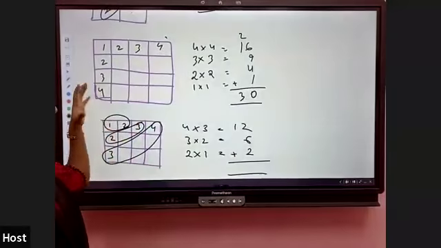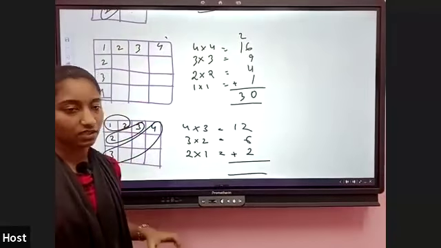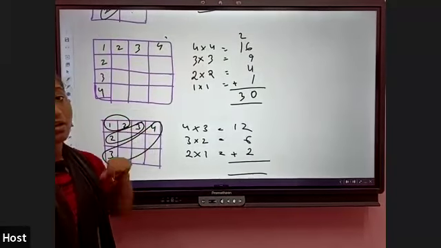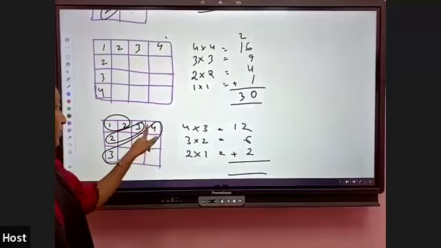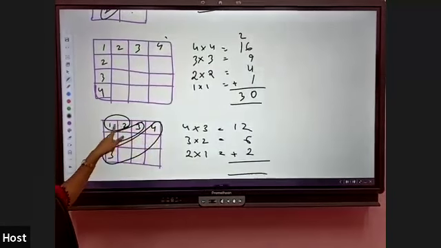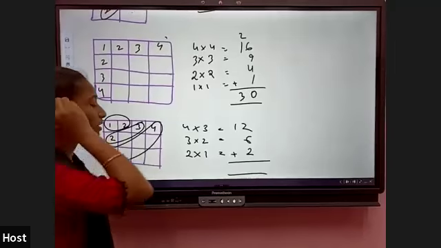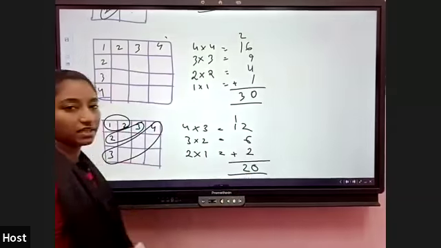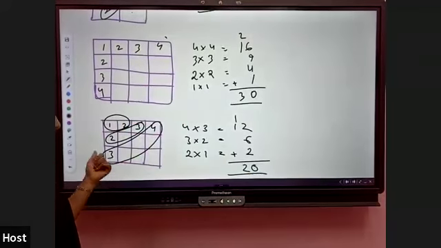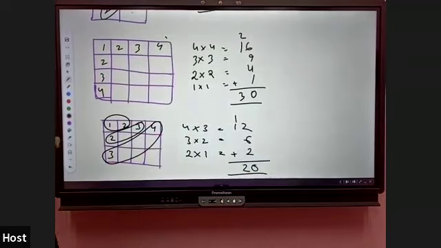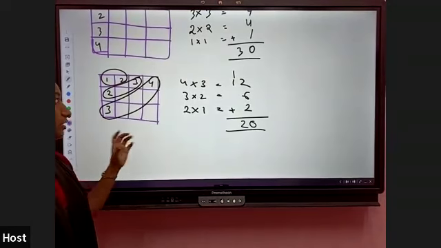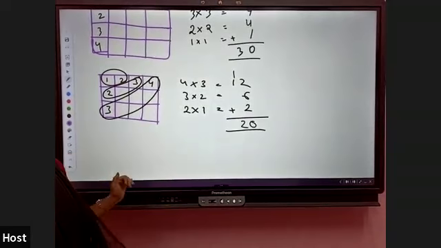When the rows and columns are equal, we do 4 into 4, 3 into 3, 2 into 2, 1 into 1. When the rows and columns are not equal, we do 4 into 3, 3 into 2, 2 into 1. So let us add this: 20. There are 20 squares in the given figure. Like this also they may give. Here there are more columns and fewer rows.